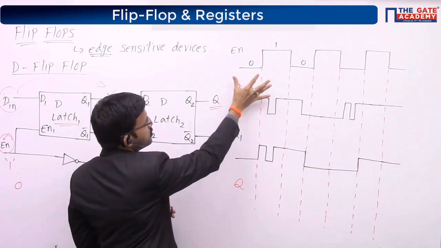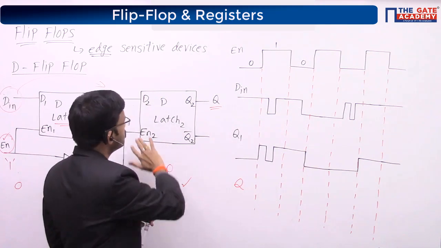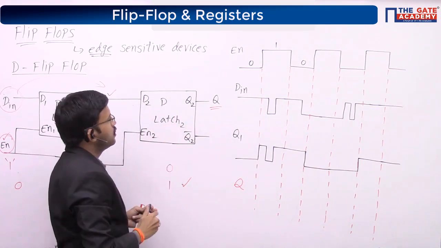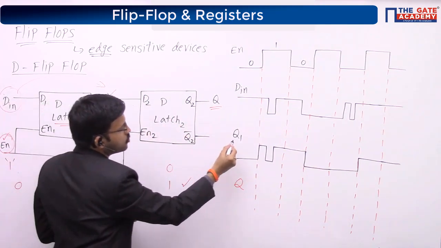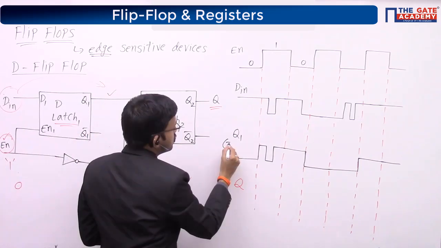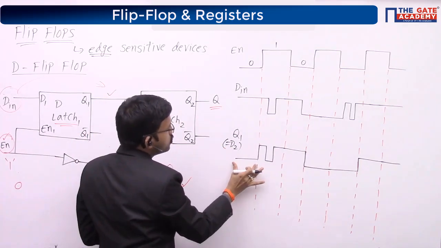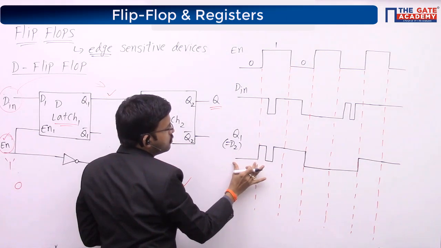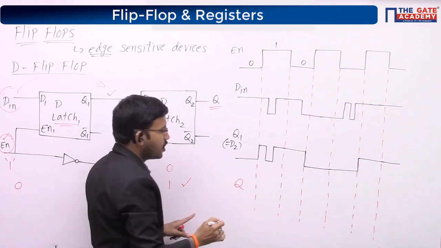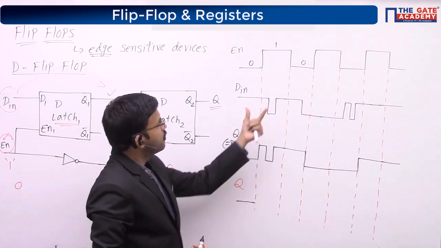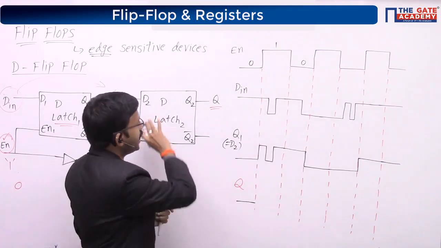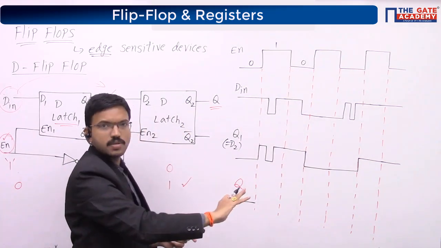Now I am drawing the waveform for Q. Observe, enable equal to 0 means this particular latch is enabled. So what is D2? This Q1 is nothing but your D2. When enable equals 0, D2 is 0, so the output here is 0. When enable equals 1, this particular latch is disabled, so it will remain in the same state.